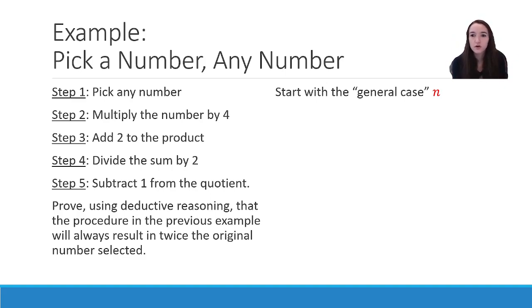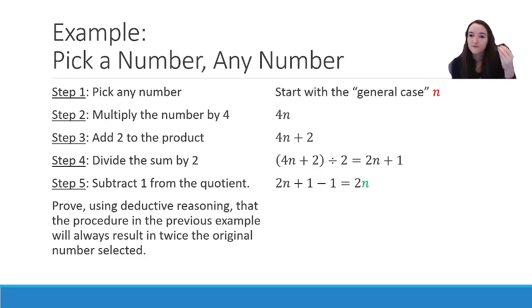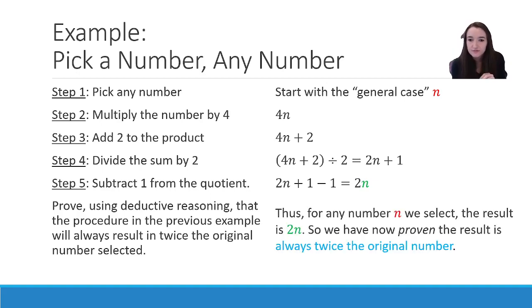Okay, so for n, multiplying by 4 gets me 4n. Adding 2 gets me 4n plus 2. Dividing by 2 will then be (4n plus 2) divided by 2. Now notice that simplifies to 2n plus 1. Then we subtract 1 from that 2n plus 1 to get 2n. Thus, 2n, that's 2 times n.